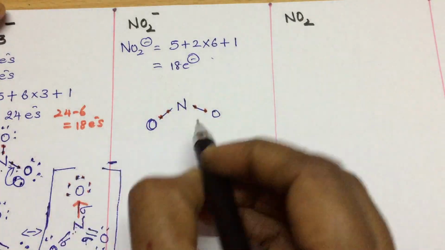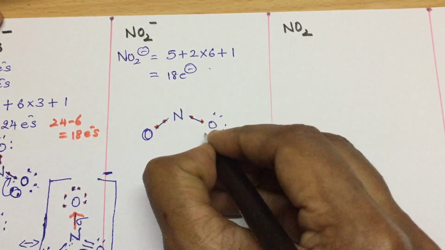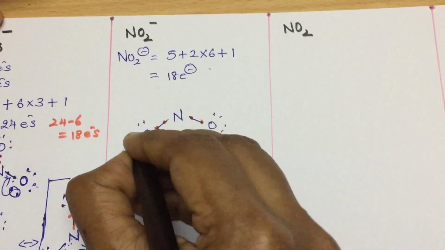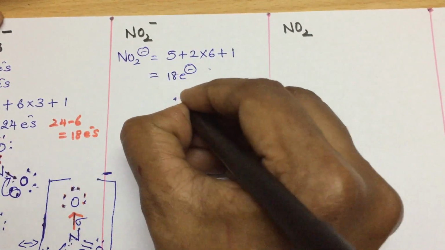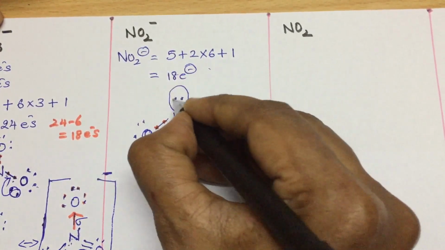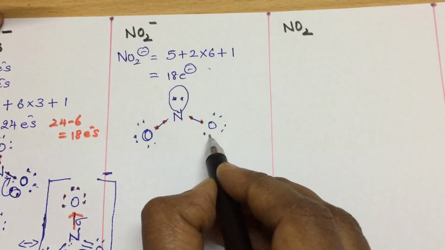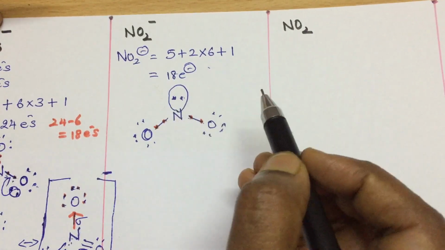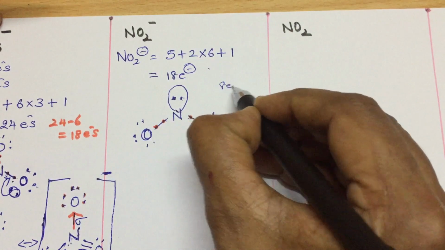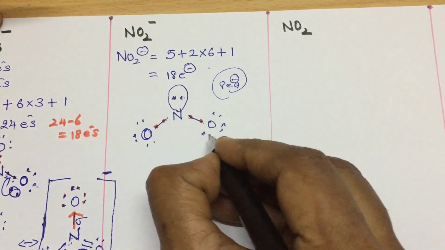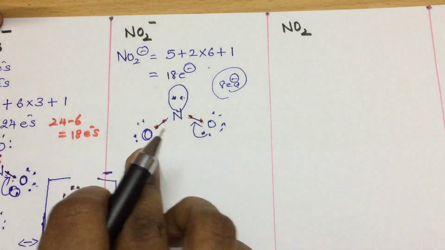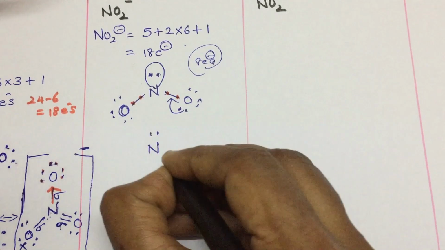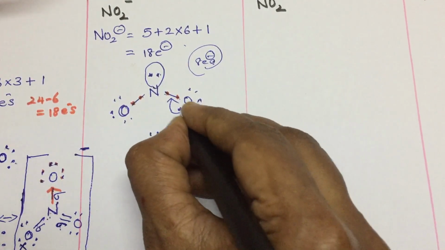14 electrons I have to place on the oxygens such that I finish the octet. 1, 2, 3, 4, 5, 6, 7, 8, 9, 10, 11, 12. The remaining 2 electrons I am placing on the nitrogen, and so this is a lone pair. Now check for the octet. The oxygen octet is completed, but check the nitrogen octet: 1, 2, 3, 4, 5, 6. Only 6 electrons, but it must be surrounded by 8 electrons. So shift these 2 electrons. Here you can also shift this electron. No problem, everything is the same. So here the lone pair is there, and I have shifted the 2 electrons to a bond.